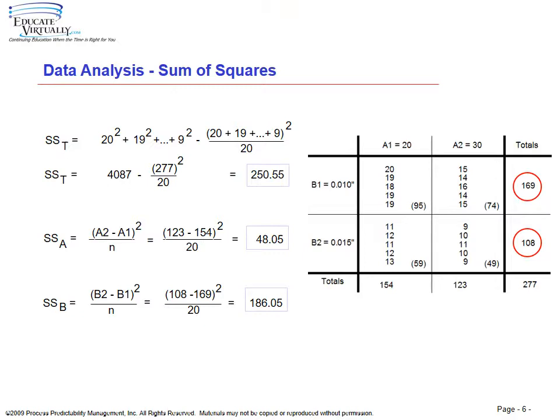So we had 250 as the total sum of squares. 48 was associated with factor A, 186 was associated with factor B. There's still some left over, so let's find out how much was associated with the interaction between A and B, the combined effect of those two things, and then what's left over, which is going to be our residual.